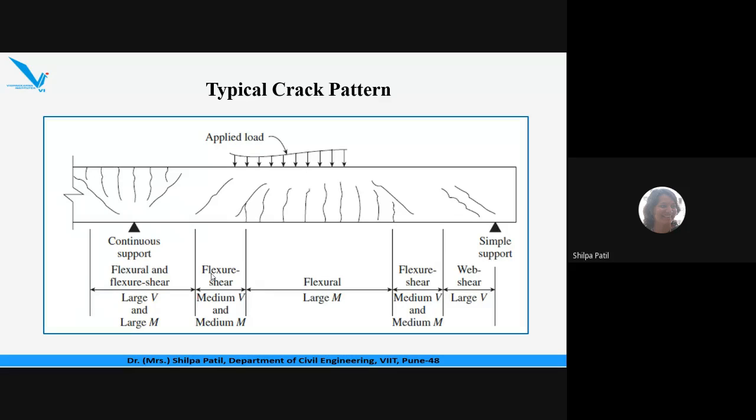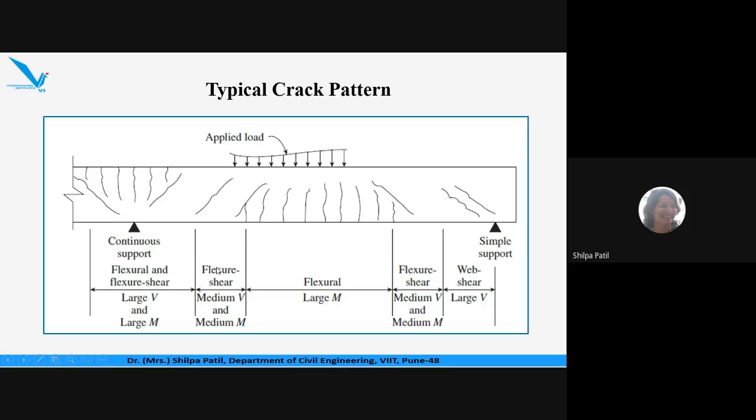Now the second region is the one where there is a combination of both stresses, shear as well as flexure. So there is a medium amount of shear force and a medium amount of bending moment. In this case, the cracks are developed at a certain angle, between 45 and 90 degrees. The cracks developed in the middle portion are called flexure cracks, because these are developed only due to the bending action.